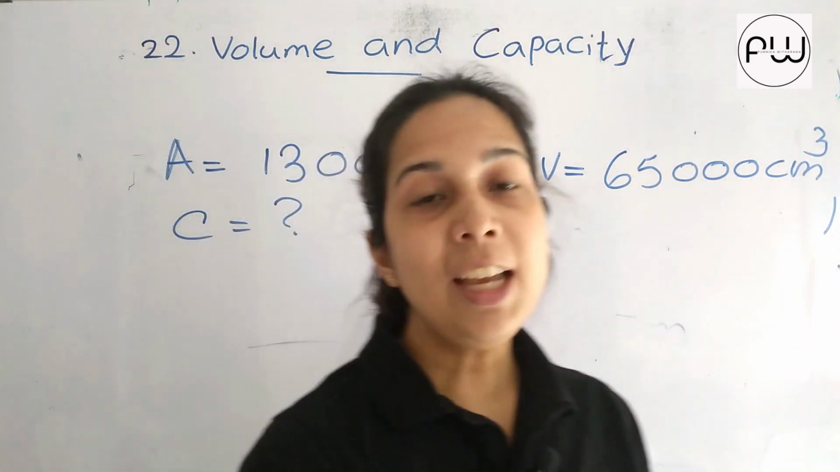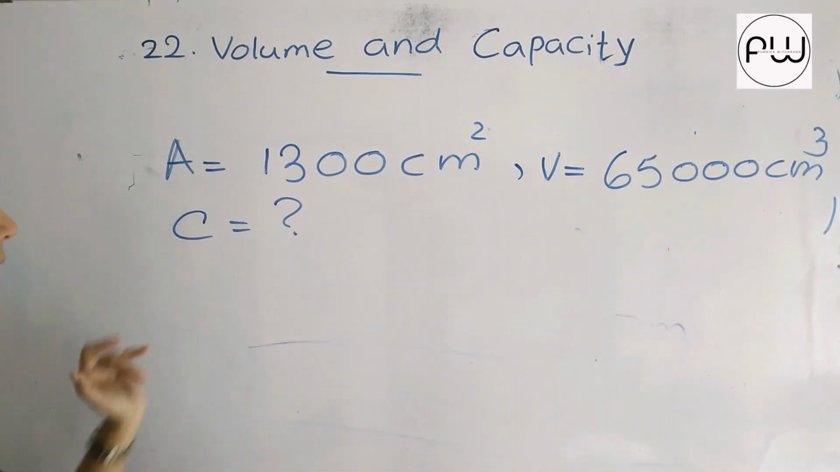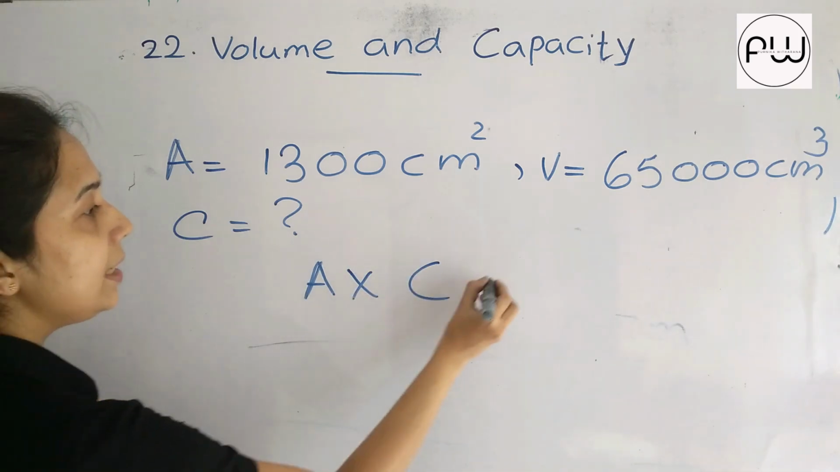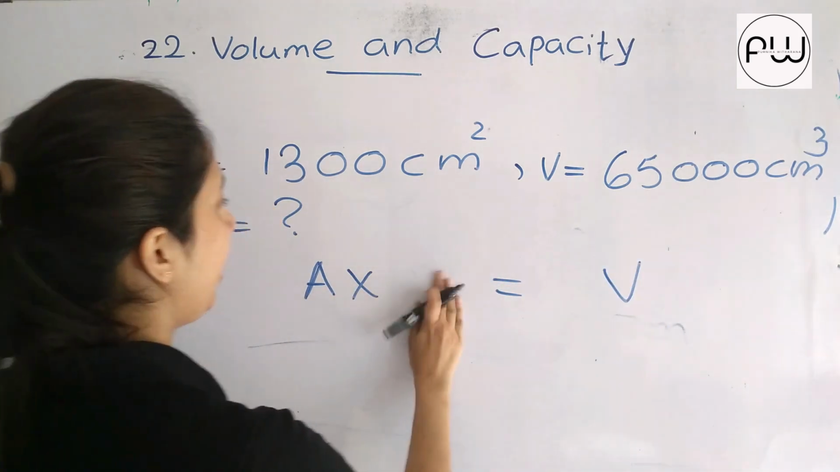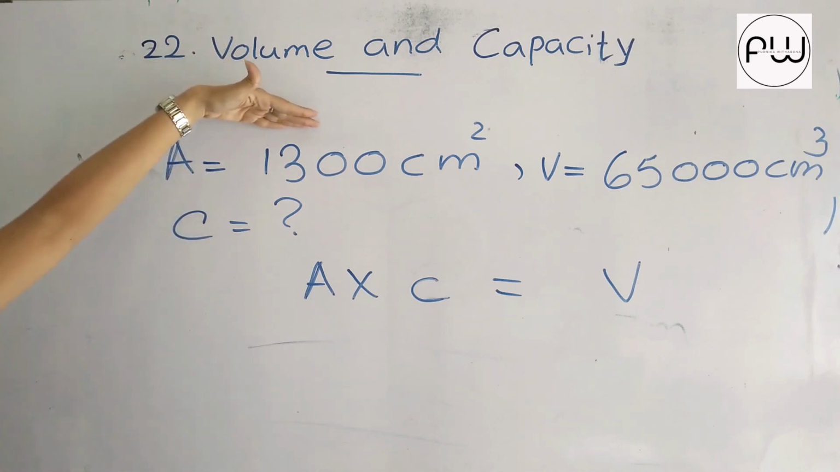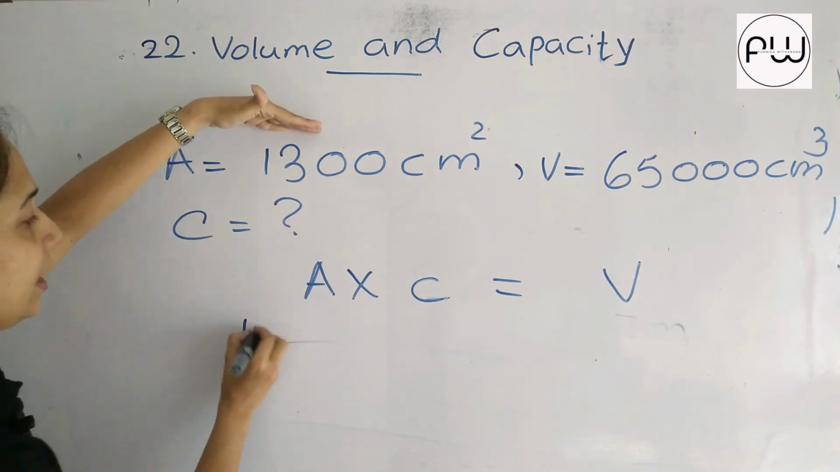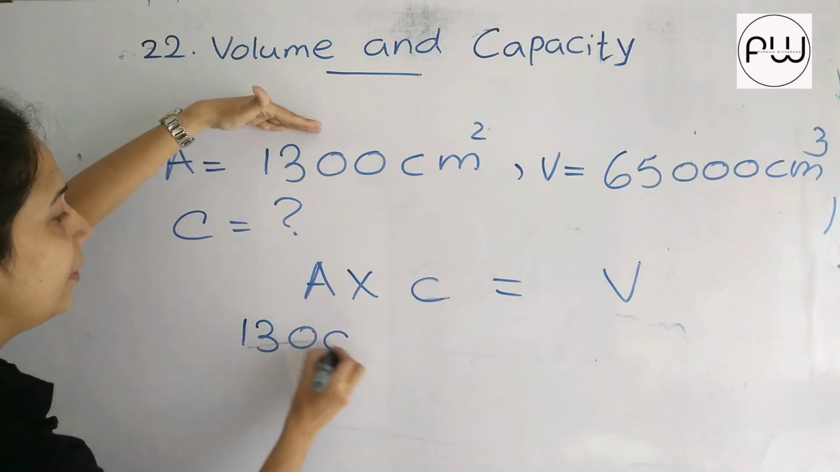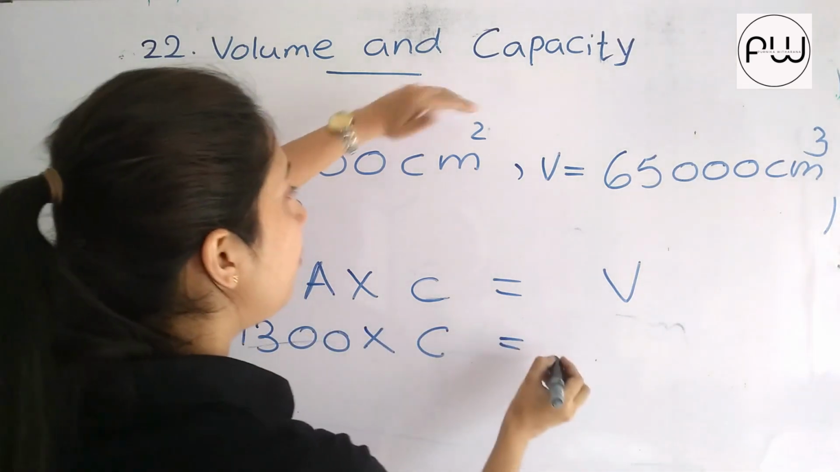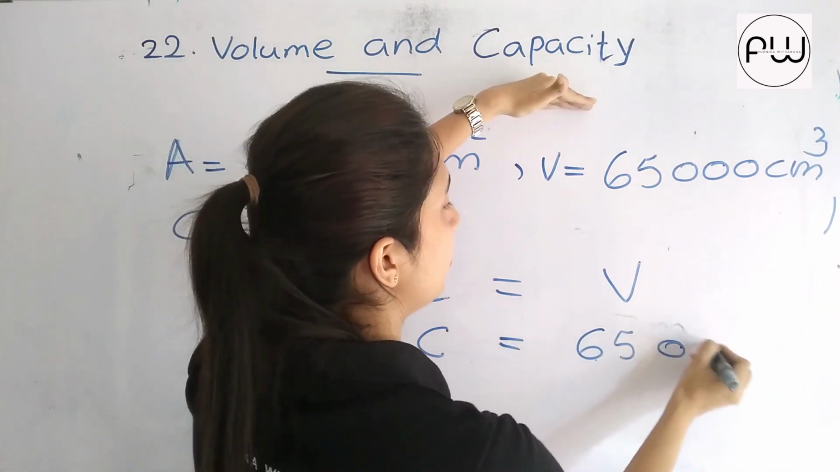It's V equals A times C. Then we have to find the height here. Then we can write the formula A times C equals V. Right? A times C equals V. The area we already know because it's given. Then it's 1300, and we don't know the height. We have to find it, and we know the volume. Volume is 65,000.